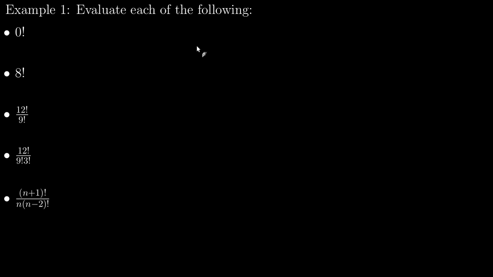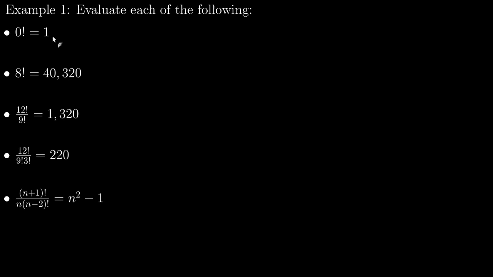So for problem 1, or example 1, just 5 different factorial problems: 0 factorial, 8 factorial, 12 factorial over 9 factorial, 12 factorial over 9 factorial times 3 factorial, and (n plus 1) factorial over n times (n minus 2) factorial. Pause it now, solve the problems. Alright. Solutions are 1, 40,320, 1,320, 220, and n squared minus 1.